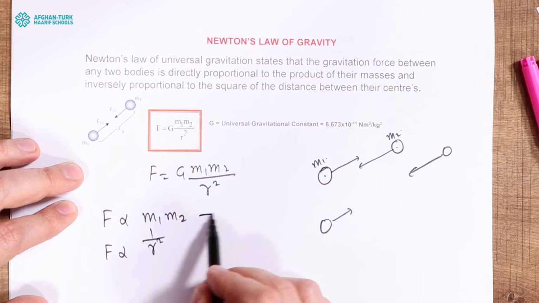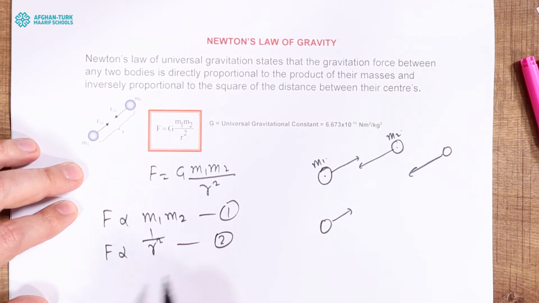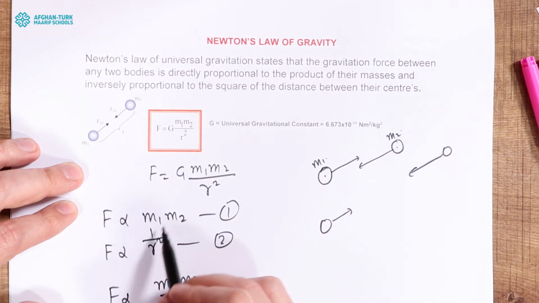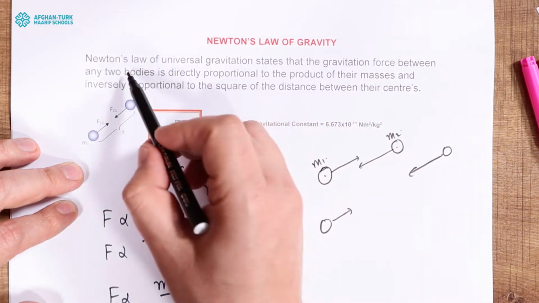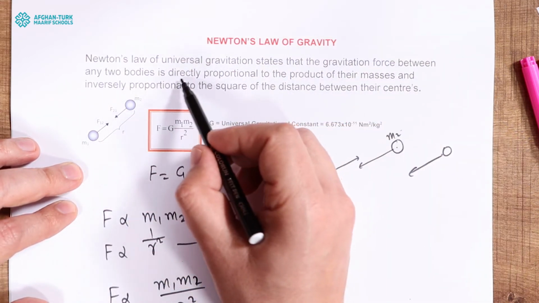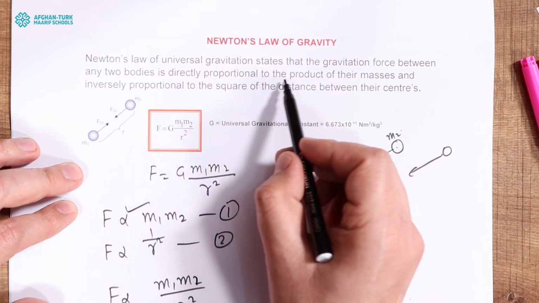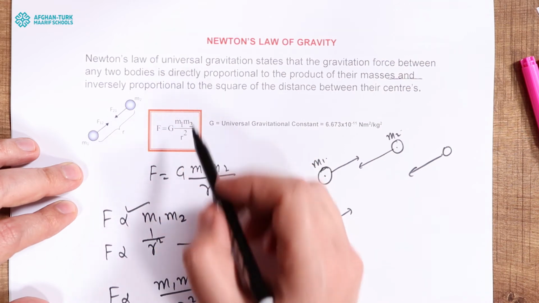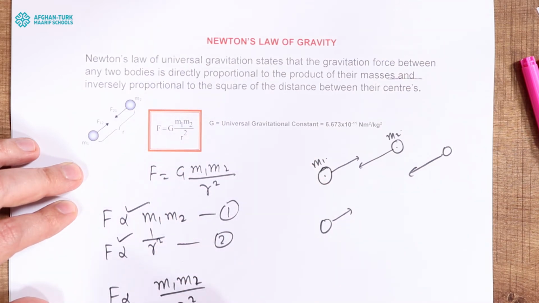If we combine these two, this is number 1 and this is number 2, it becomes m1 m2 divided by r square. This part is inversely proportional and this part is directly proportional. What is in the definition? Newton's law of universal gravitation states that the force between any two masses is directly proportional to the product of their masses and inversely proportional to the square of the distance. After combining 1 and 2, F is proportional to m1 m2 divided by r square.